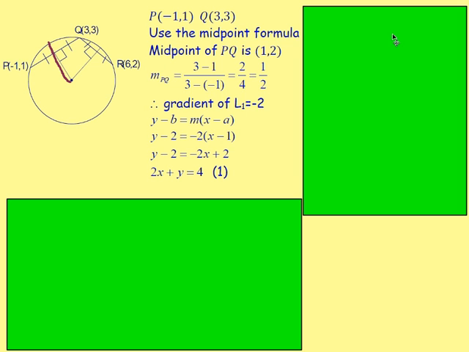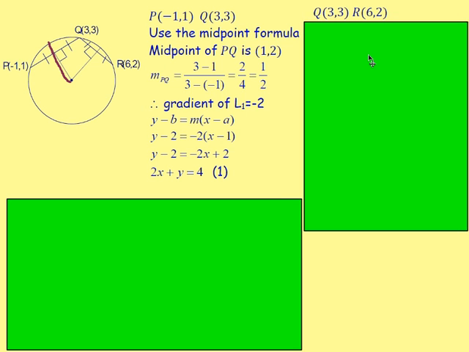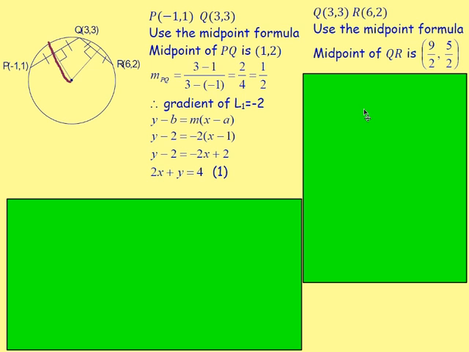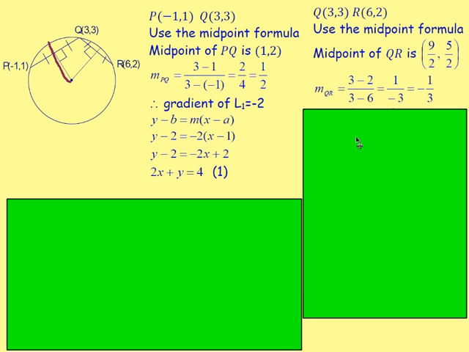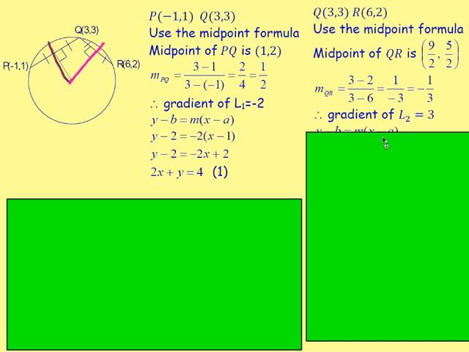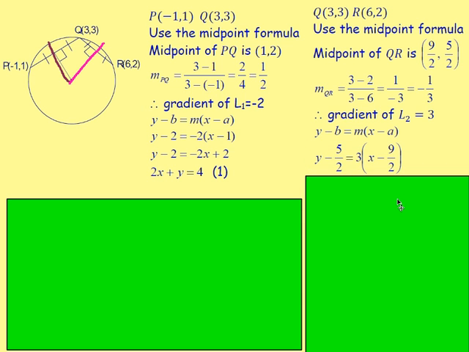Do the exact same thing for QR, using the midpoint formula. Basically add the x's and half it, add the y's and half it. You will get the midpoint to be 9 over 2 and 5 over 2. To get the gradient of QR, you'd have y2 take y1 over x2 take x1, which will give you negative 1/3. Remember though, it's the perpendicular gradient that you want, so the gradient of this line, I'm going to call that line 2, will then be 3. And once you know the gradient and the point, you can sub that into y minus b equals m bracket x minus a.